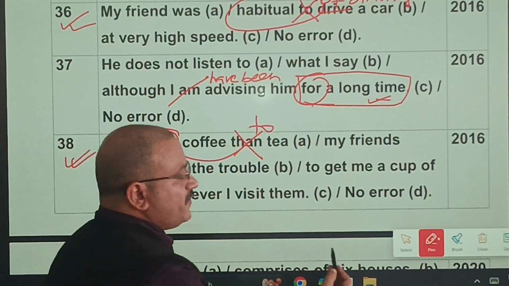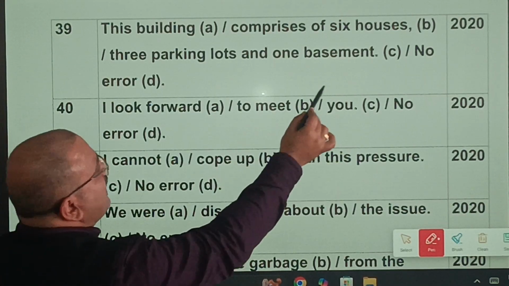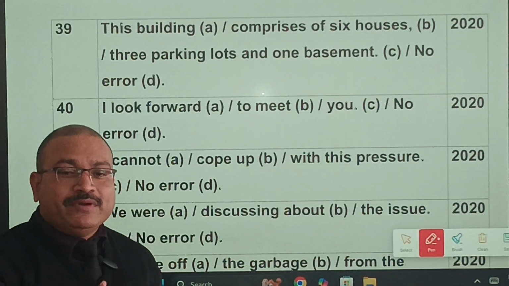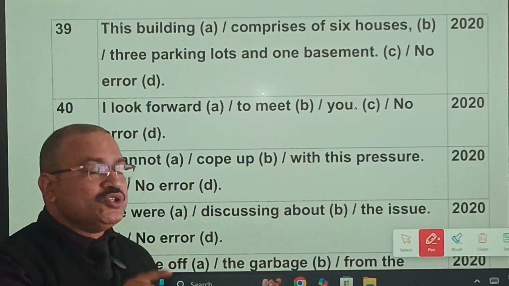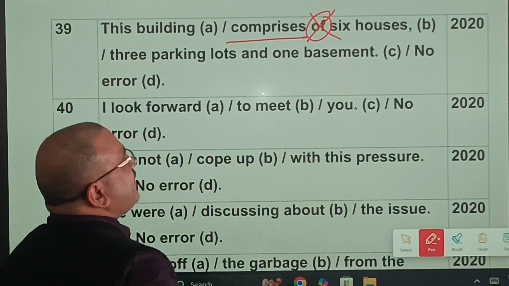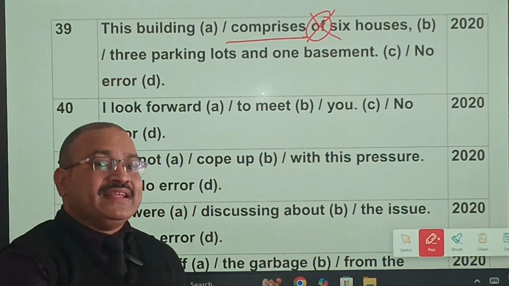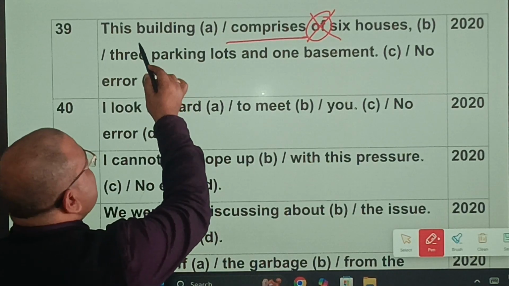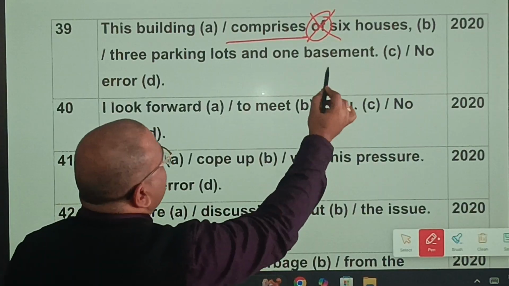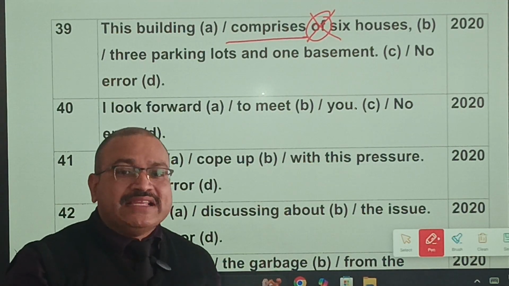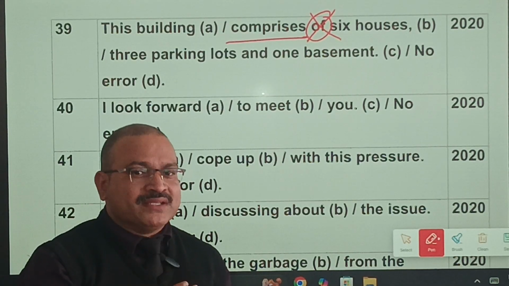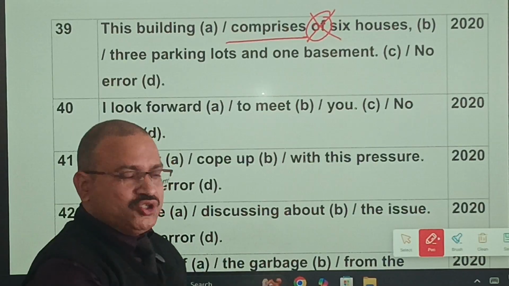Now let us see the next. This building comprises of six houses, three parking lots, and one basement. Remember, certain verbs don't take prepositions. So same here, comprises. Comprise comes alone. The verb comprise is not followed by a preposition. So the right sentence would be, this building comprises six houses, three parking lots, and one basement. Of is wrong. The committee comprises of five members, wrong. The committee comprises five members. Comprise is not followed by a preposition.